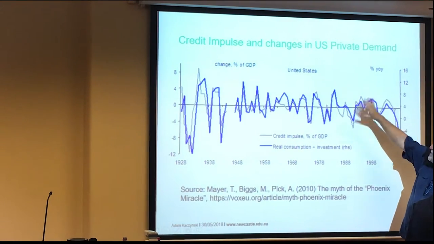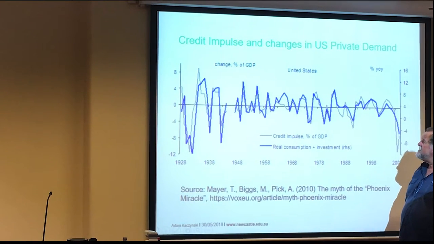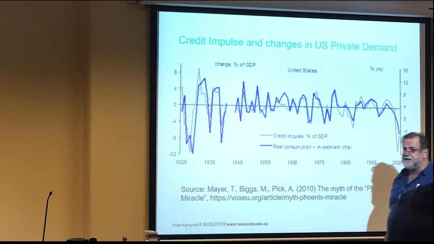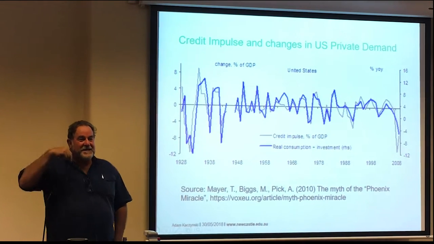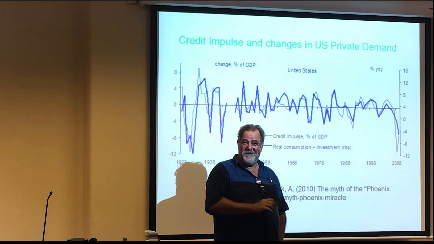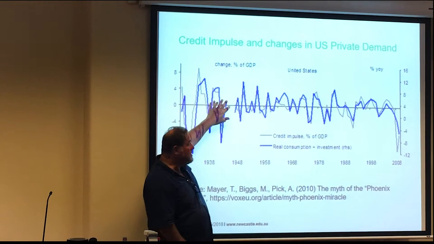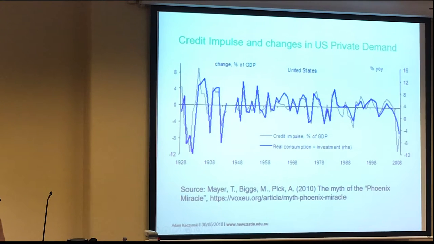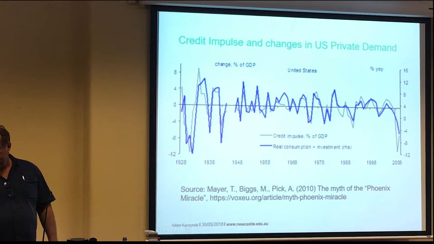Look at the blue line. That's a combination of real consumption and investment. So it's spending in the economy on the part of households and firms. The grey line is what's called the credit impulse as a percentage of GDP. So the credit impulse is the rate of change of the rate of change of credit. It's acceleration or deceleration in the provision of credit. And what we can see here is that it's very closely correlated with changes in expenditure. So it really shows you the sort of link between spending on the part of households and firms and credit provision through the banking system.